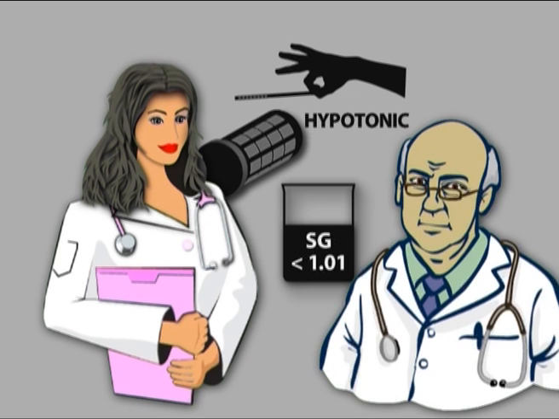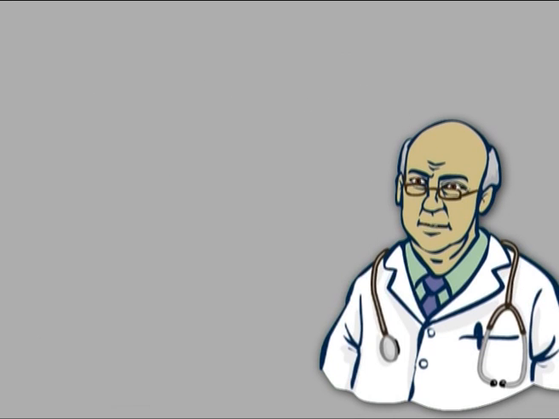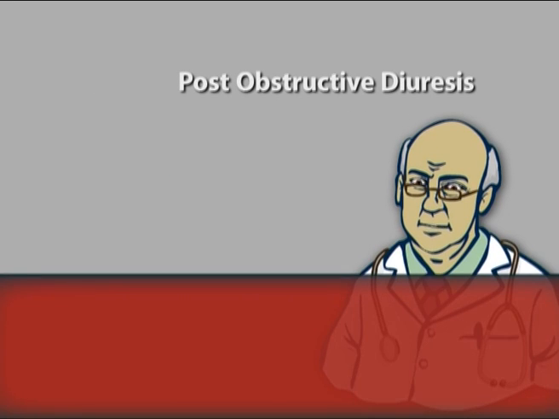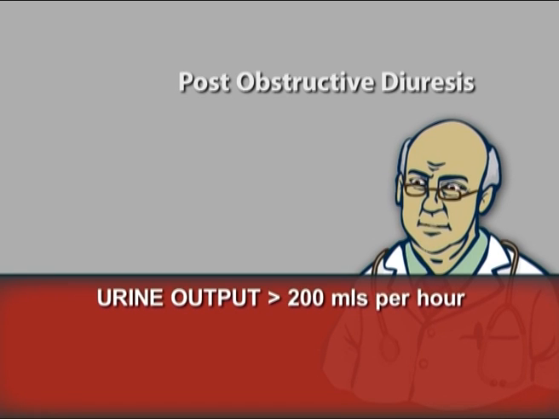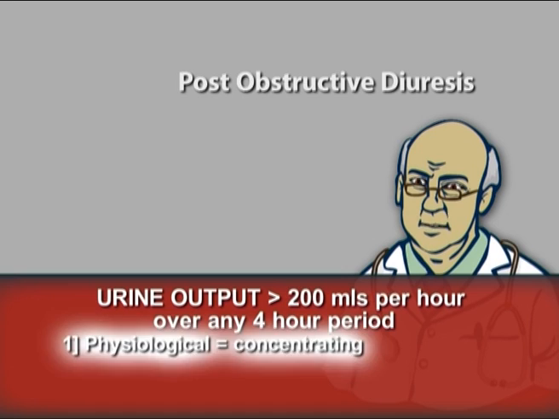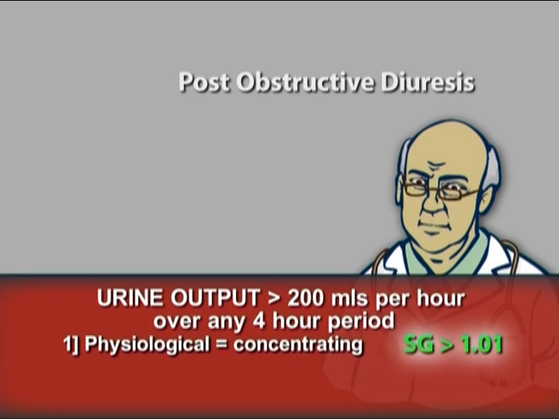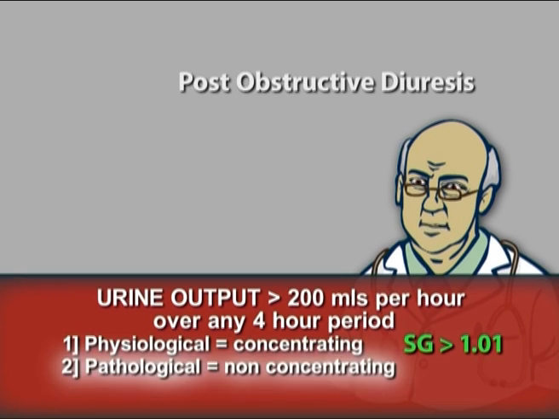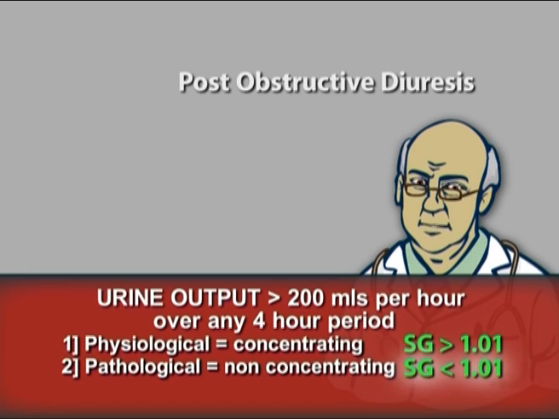So, Louise, we can now be really clear on our clinical definition. Again, a post-obstructive diuresis is defined as a urine output of greater than 200 ml per hour sustained over any 4-hour period. If the kidney is concentrating the urine relative to plasma, it is a physiological diuresis and the specific gravity is greater than 1.01. If the kidney fails to concentrate urine, we have a pathological diuresis and the specific gravity is less than 1.01.